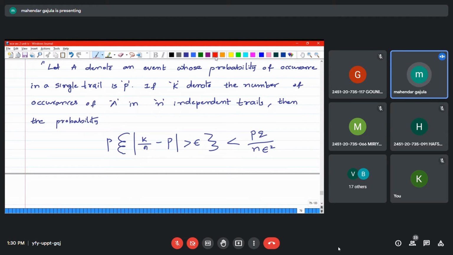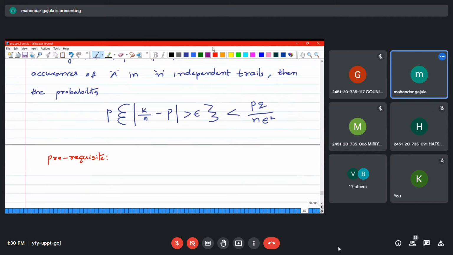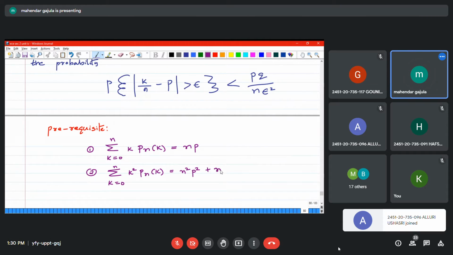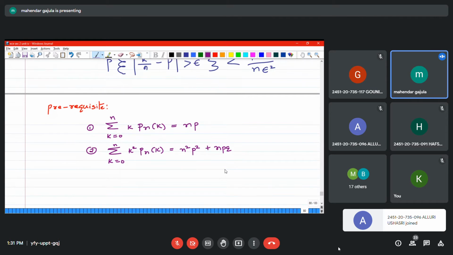So before proving this, we need some prerequisites. The prerequisites are: first one, summation over k equal to 0 to n of k p n k is equal to np. Second one, summation over k equal to 0 to n of k square p n k is equal to n square p square plus npq. So these are required to prove this.